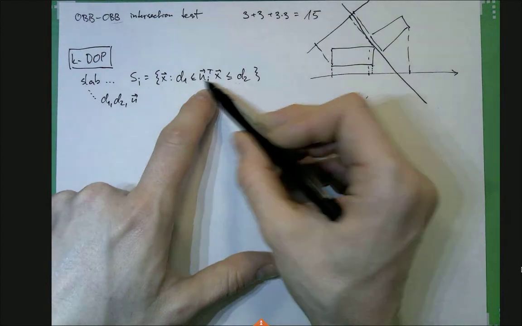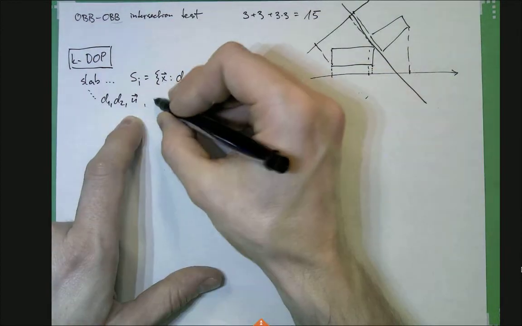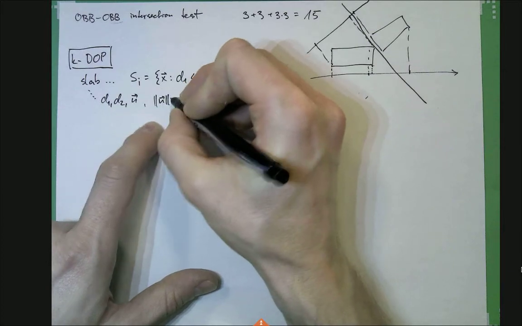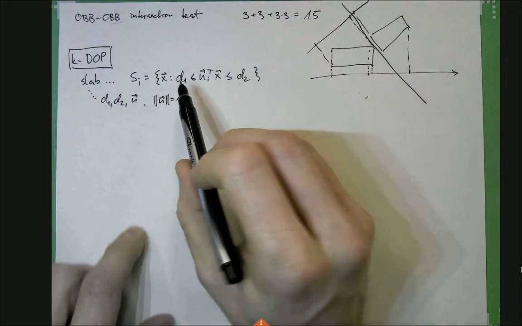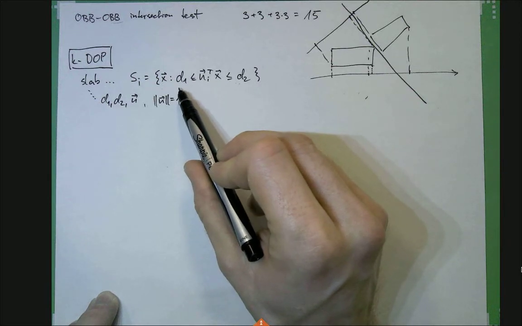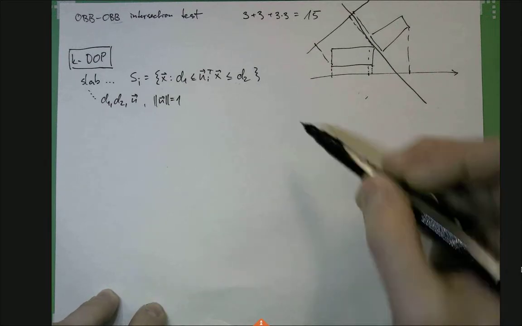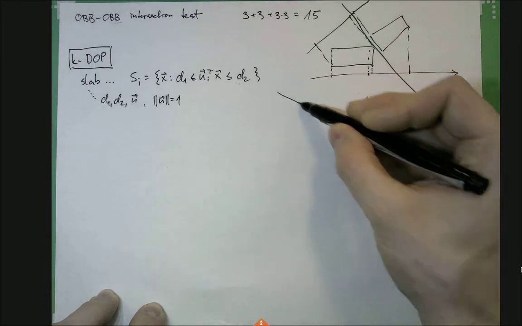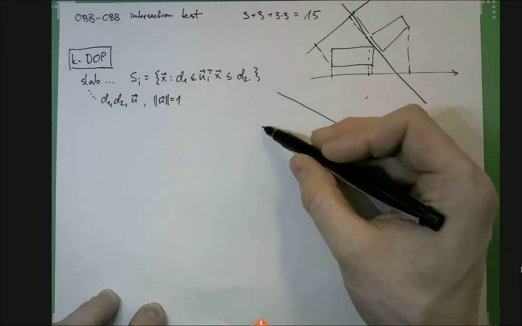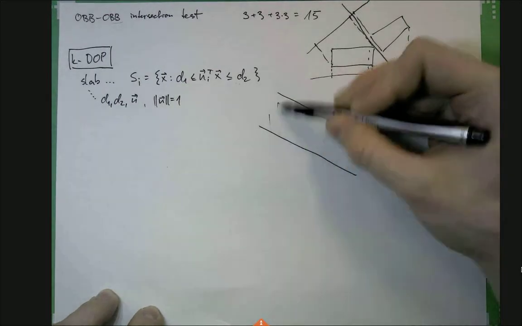So I look at the dot product between the normal and x. I assume that the normal is a unit vector, so let's assume that the length of the normal is 1. And I'm looking for all the vectors such that the dot product is in a range from d1 to d2. So what is a slab geometrically? Well, it's basically an intersection of two half spaces with parallel planes, right?